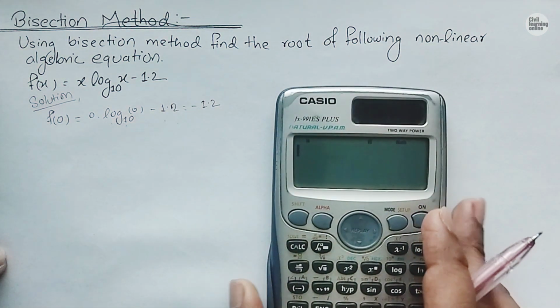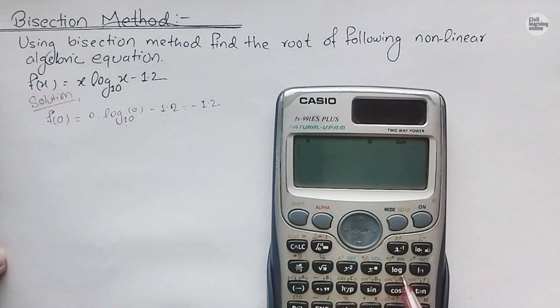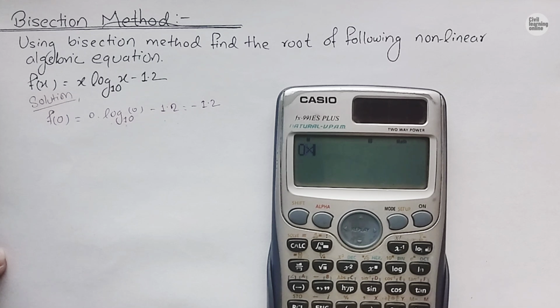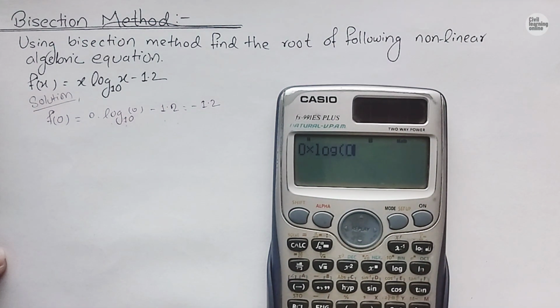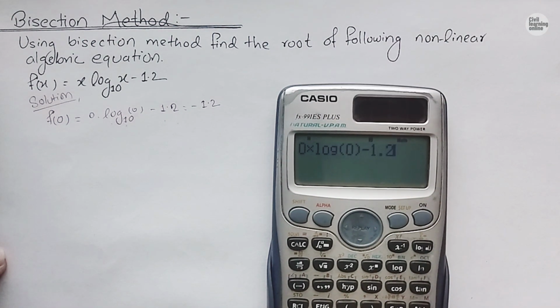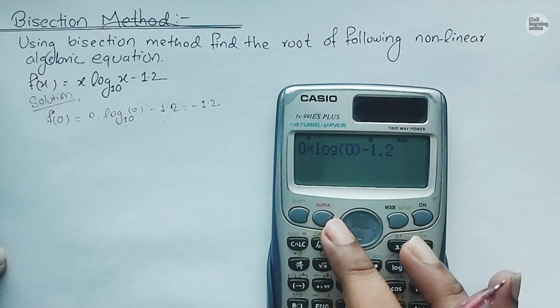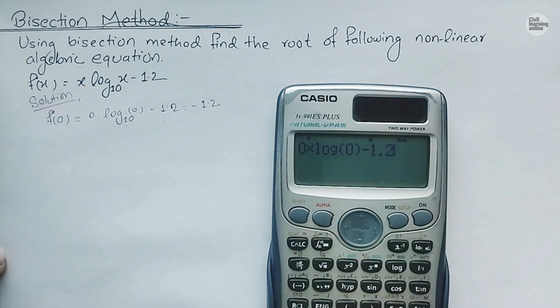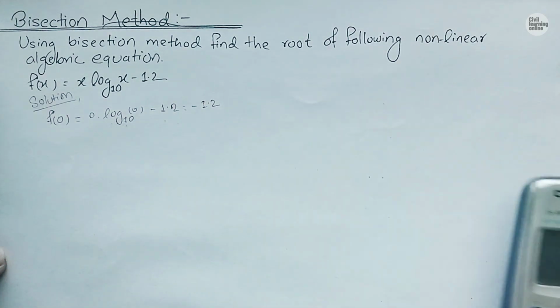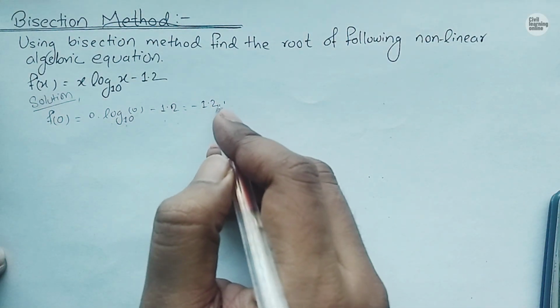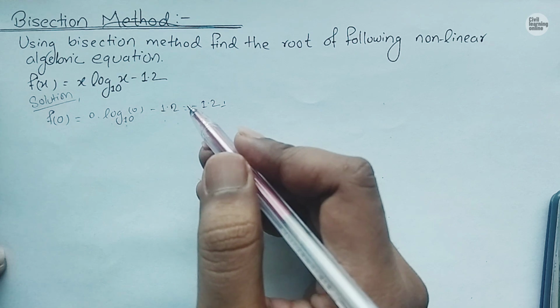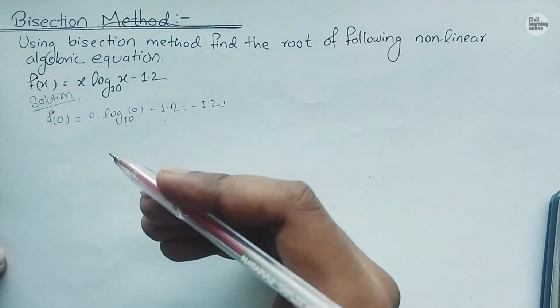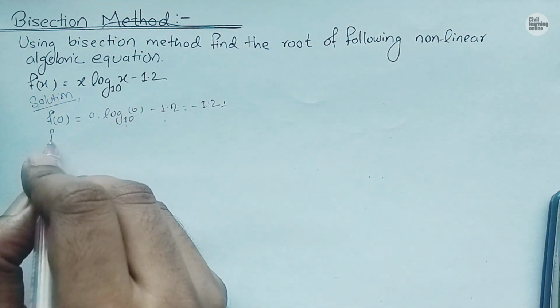Let me show you this in the calculator. In the calculator you will find two logs. This one is log to the base 10 and this one is natural log to the base e. So we put 0 times log 0 minus 1.2, and it's generating a mathematical error. So let's proceed with some other point. Since it gives a mathematical error, our root won't lie at 0, so let's proceed with 1.